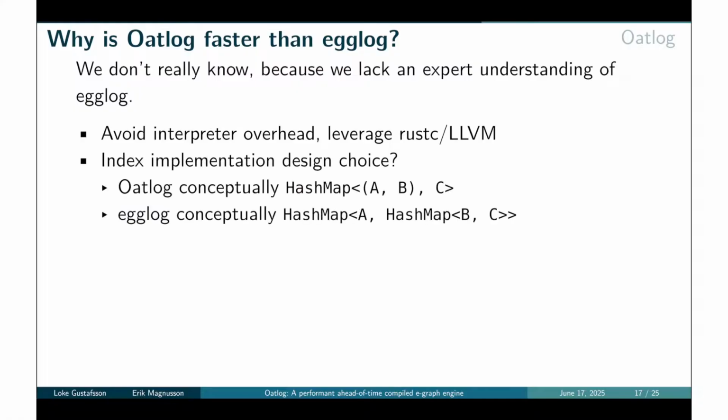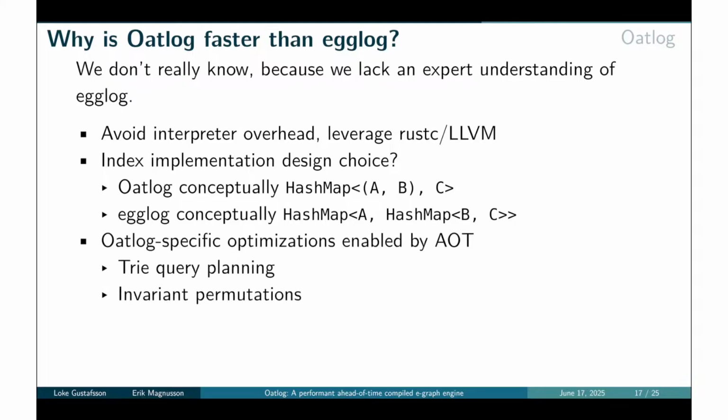Second, Oatlog uses indexes that are different from egglog. Oatlog performs all index lookups in only a single hashmap lookup, although this requires more indexes and more memory for each. Egglog uses column-oriented lazy tries, which are conceptually nested hash maps, sometimes requiring multiple lookups, although with the benefit of fewer indexes and less memory for each. Third, the ahead-of-time architecture allows novel optimizations that we will discuss shortly.